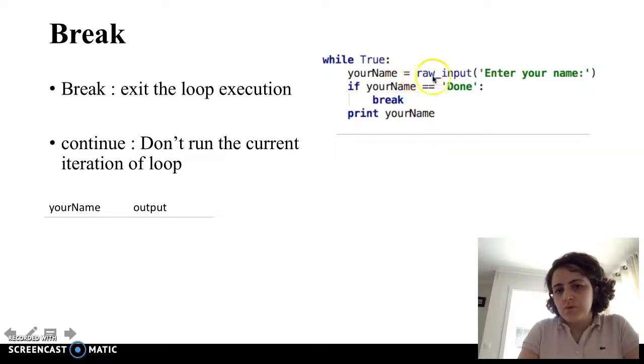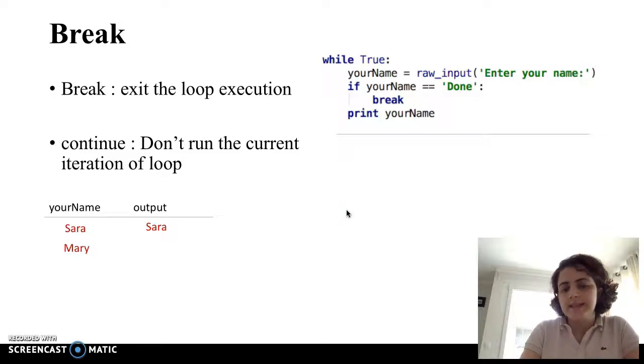There are customers to a restaurant that are coming and entering their names. The reception stops the reception process until the done string is entered as the name, and we are just printing the name of the customer. This function takes a string as an input. So the first customer comes, the name of Sarah. So if your name variable is equal to done, no, the break is not executed and the name is printed out into the output. The second Mary, we have the same process.